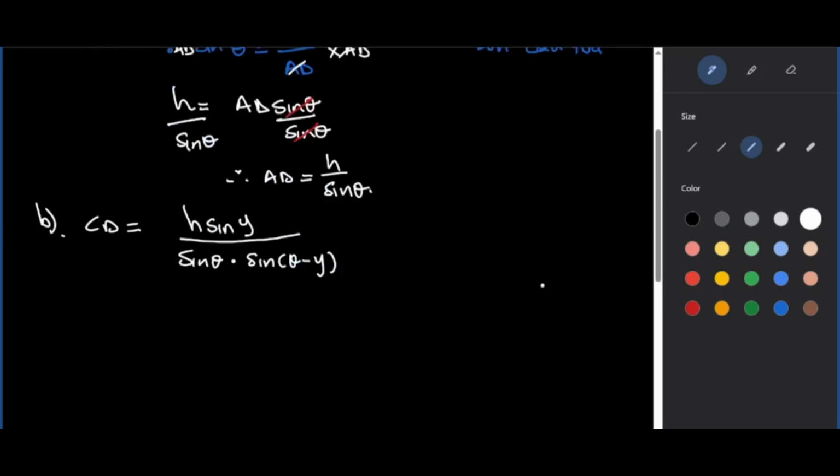So let's try to analyze. You know what I'm going to do? I know that in my answer I need theta minus y. I need an angle that will be theta minus y, and what comes to my mind is that I need to use the sine rule. Okay, let's take this step by step. How can I get theta minus y?